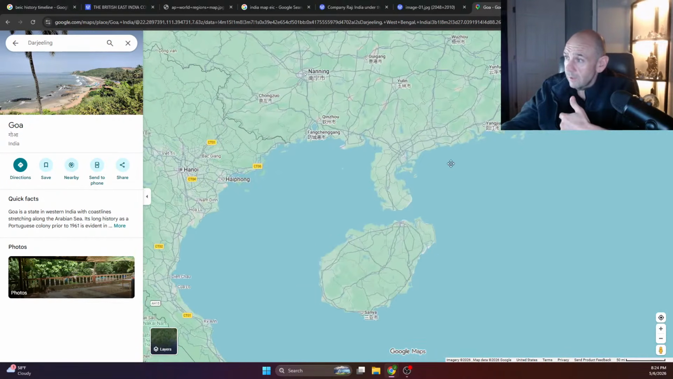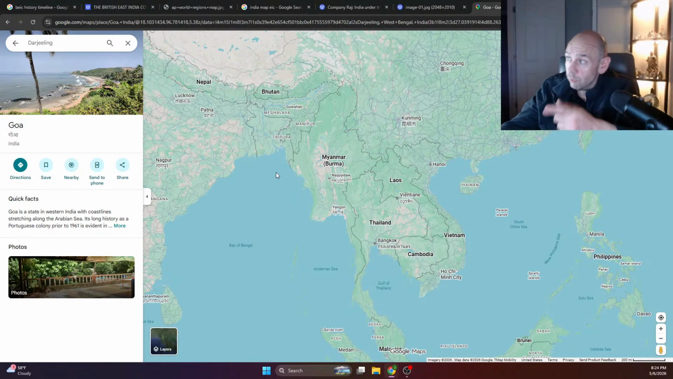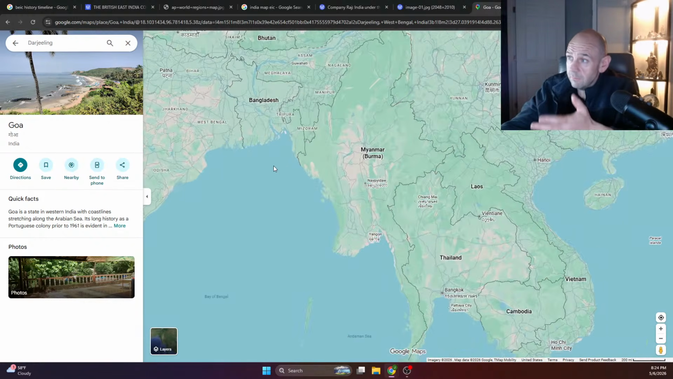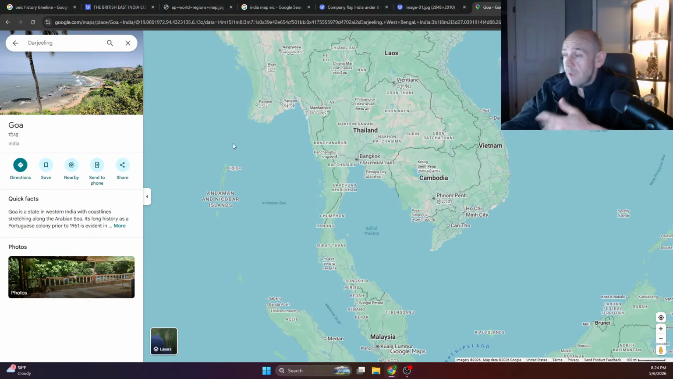Hold on, zoom out. Zoom out even more. A lot of these companies would then go back to the East India Company, sell those products to the East India Company, who would then take them back to Europe, sell them. They'd get the money from the East India Company in profits, buy more opium, and repeat the process.